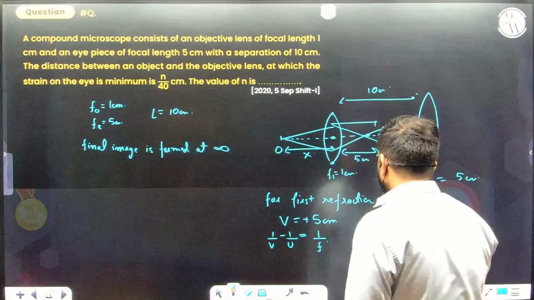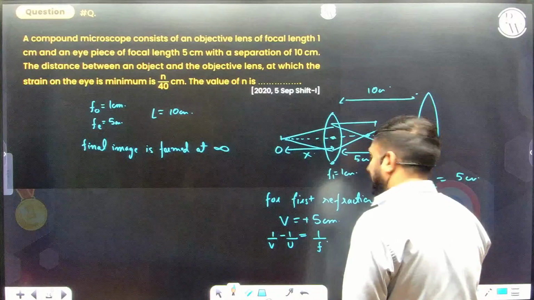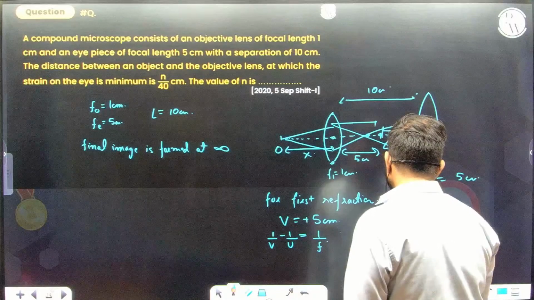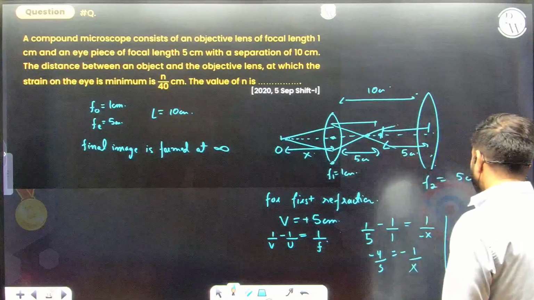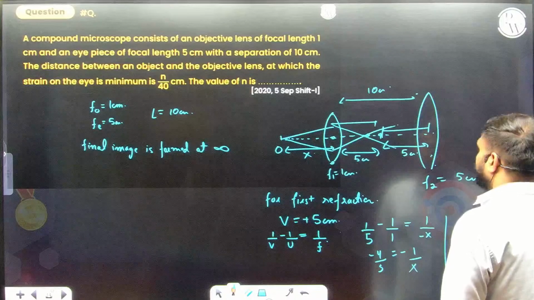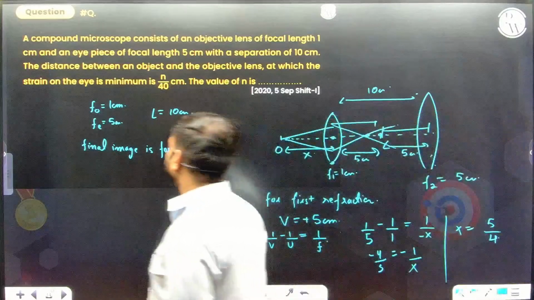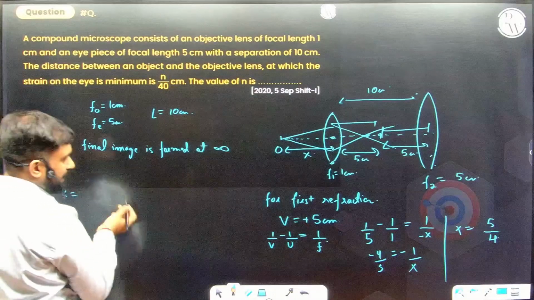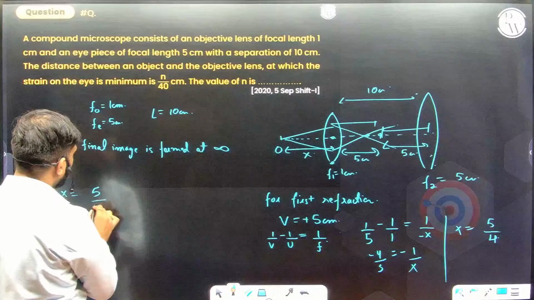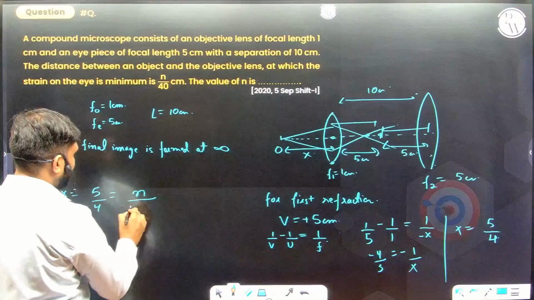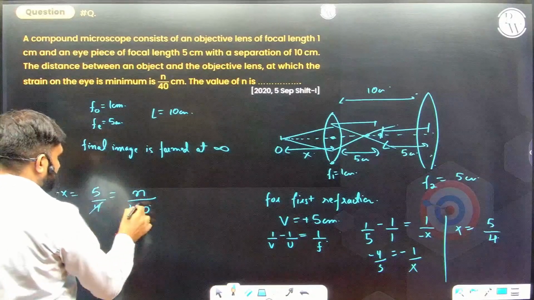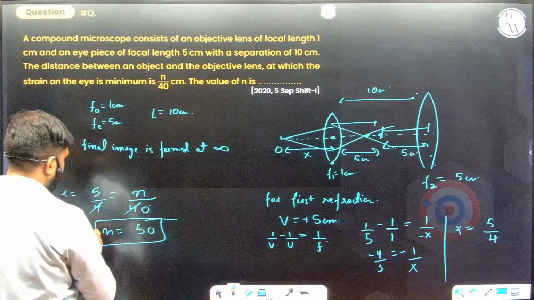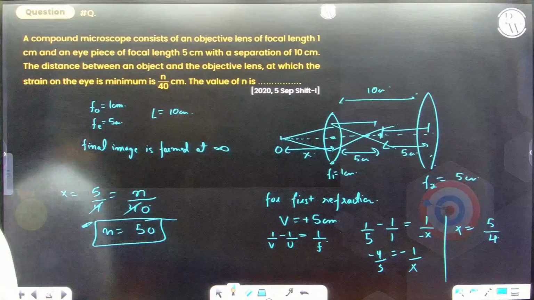So if you solve it, it will come out to be 1 minus 1 by 5 is minus 4 by 5, and that is minus 1 by x. So x comes out to be 5 by 4 in centimeters. Now they have said that this answer of x, the magnitude we have got as 5 by 4, should be equal to n by 40. So you can cancel it, n comes out to be 5 into 10, 50. That's how you can answer the problems.